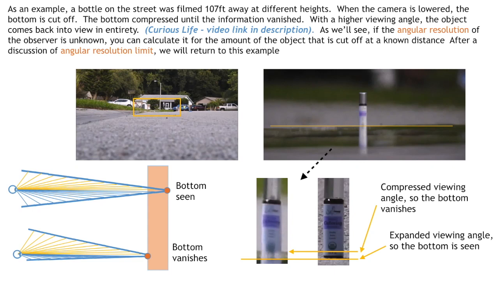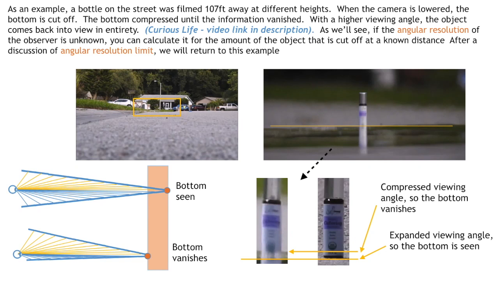Once we compress those angles, or let's say we lower our eye height to view something along compressed angles, the horizon along the bottom is brought in closer to our eye, and the bottom will vanish while the top will remain.